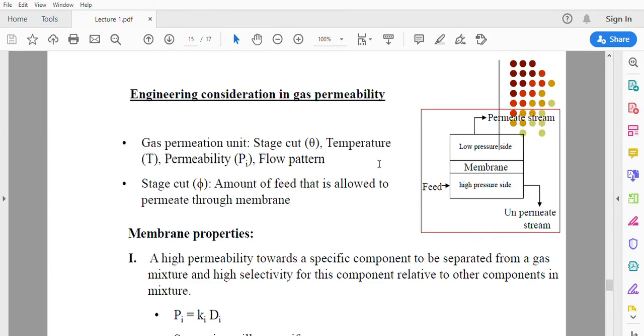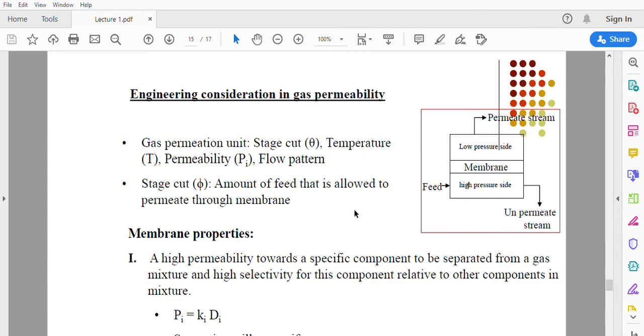There are some engineering considerations in the gas separation unit. The first is the stage cut, second is the temperature, third is the permeability, and fourth is the flow pattern. So what is the stage cut? Stage cut is the amount of feed which is allowed to permeate through the membrane. Suppose your feed flow rate is Q and your permeate flow rate is P. So P divided by Q is the stage cut. How much gas permeates out from the permeate side, that is the stage cut.